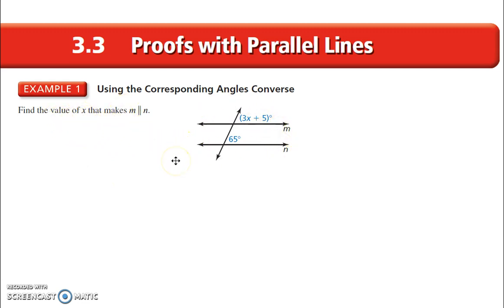two lines parallel. In order for them to be parallel, these two angles have to be congruent. So I have to find a value for x that makes this expression equal to 65. So I'm going to set the two equal and then solve for x. So that gives me 3x is equal to 60, divide by 3, and x is equal to 20. So if x is 20, then these lines are parallel.